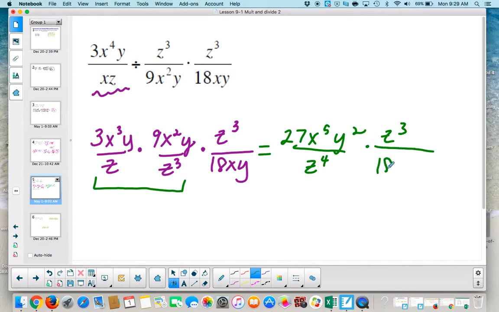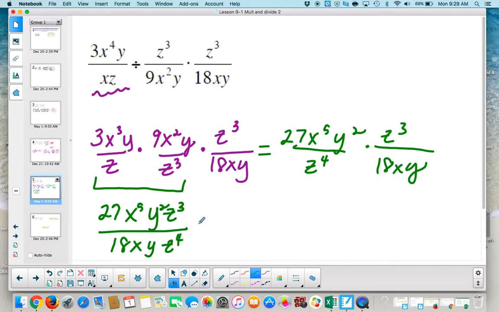And then my next thing is to now multiply those fractions I have. So I'm going to have 27 x to the 5th y squared z cubed. And that is over 18 x, y, z to the 4th. And lastly, I have it all as one fraction, but it's certainly not simplified. So let's see, each of those are divisible by 9, so that's going to be 3 halves. My x is going to be to the 4th. I will have y to the 1st here, and then I'll have just one z to the 1st, but it's going to be on the denominator. And that is our final answer.